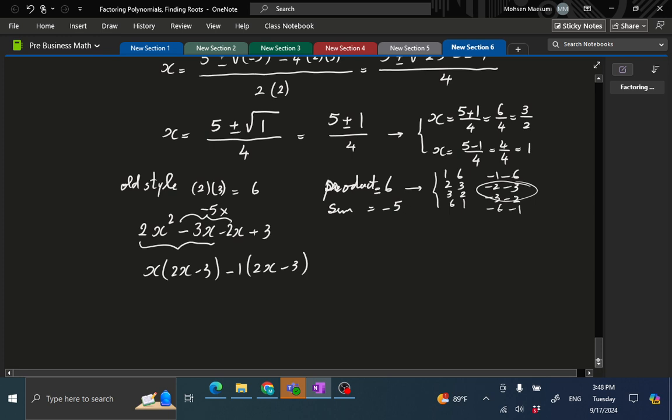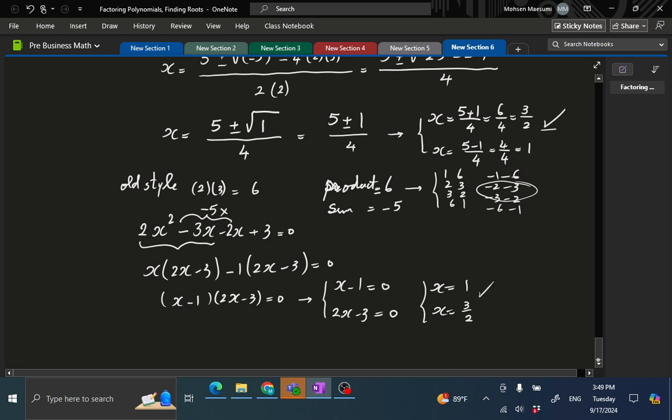Okay, so I'm setting these equal to 0. I factor out 2x minus 3. Either the first factor is 0, x minus 1 is 0, or the second factor is 0, 2x minus 3 is 0. So this one gives you x equal to 1, and this one gives you x equal to 3/2. These are exactly what we got previously. These are the same things if you notice.